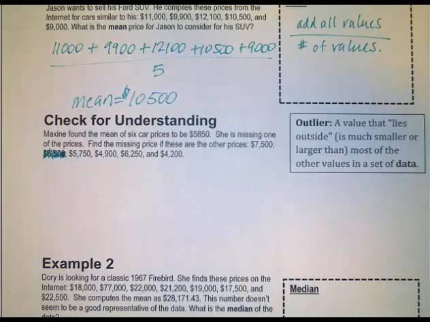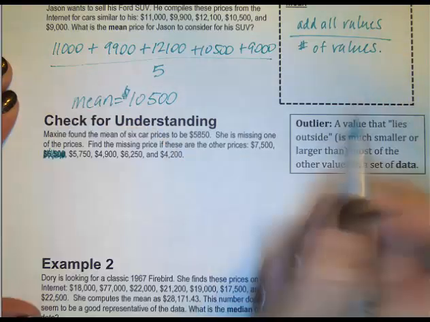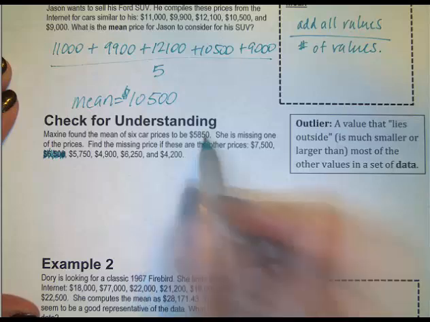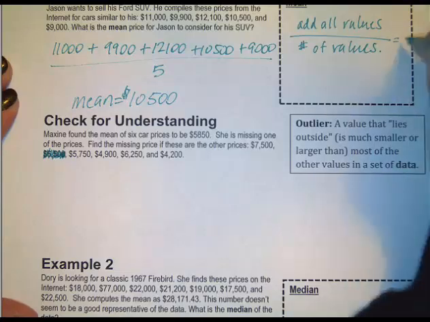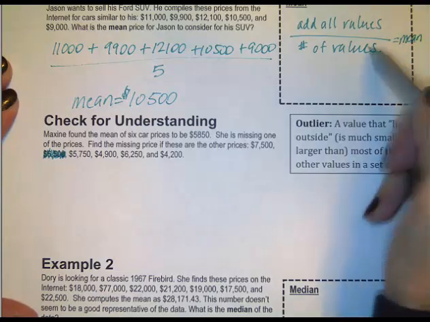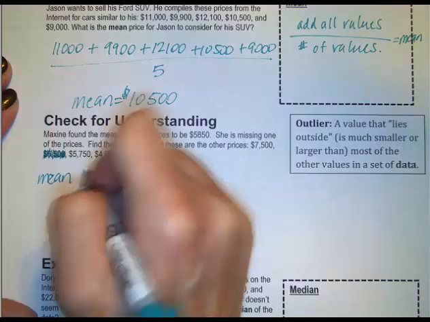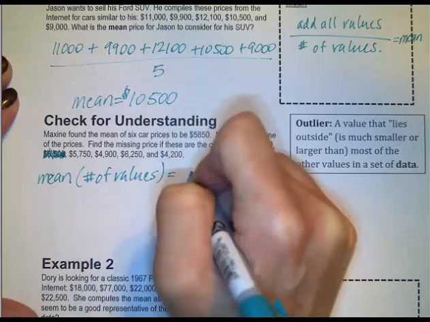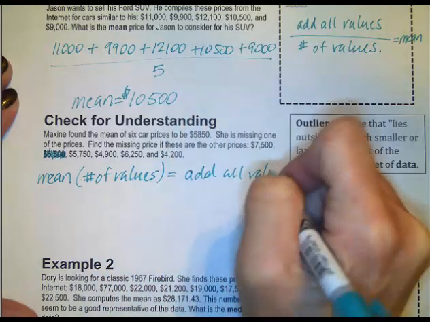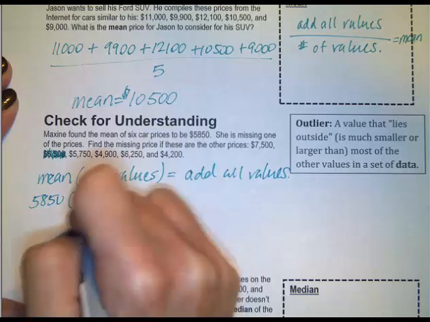So what we have to do to find the missing price when we have the mean is take the mean and multiply by the number of values there are. So it's kind of like this equation. So this equals the mean. So we have to multiply these two things, and it equals that all up. So it's the mean times the number of values equals add all values. Okay? So the mean is 5850. The number of values is 6, and we have to add these all up.